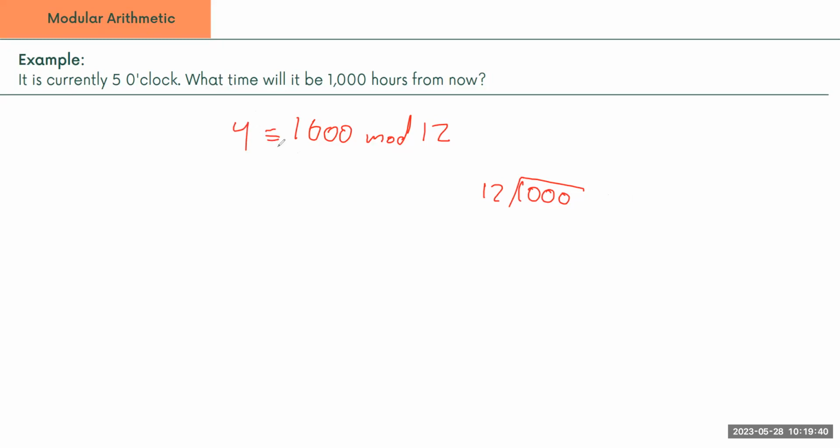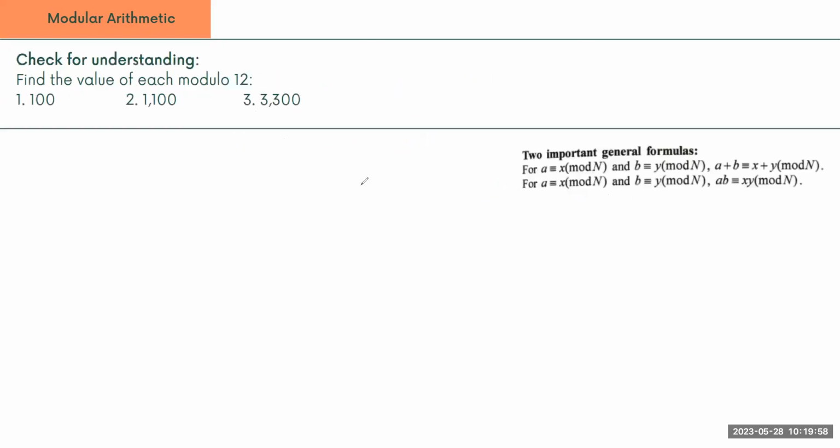And basically, we just have 4 mod 12, so we just add 4 to this and get 9 o'clock as before. So as you can see, modular arithmetic provides an easy to understand solution for this. So next, we're going to have a check for understanding. I'm going to have you do these questions really quick and send me your answers in the chat when you're done.